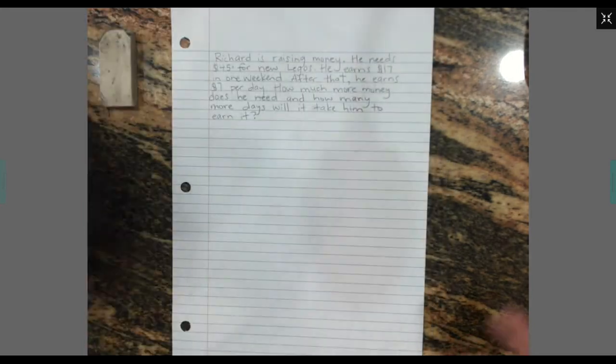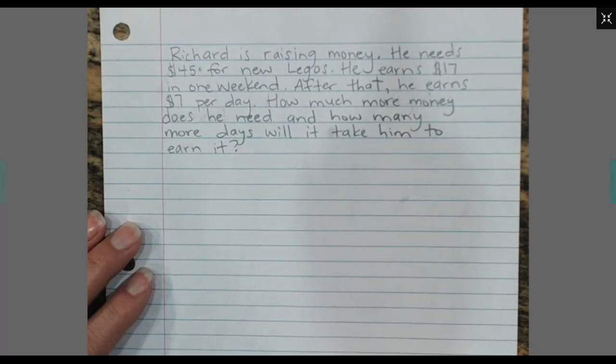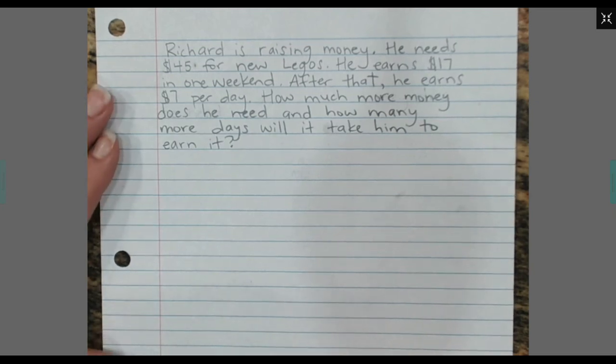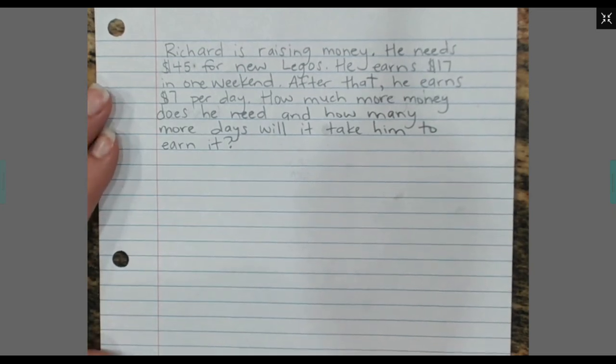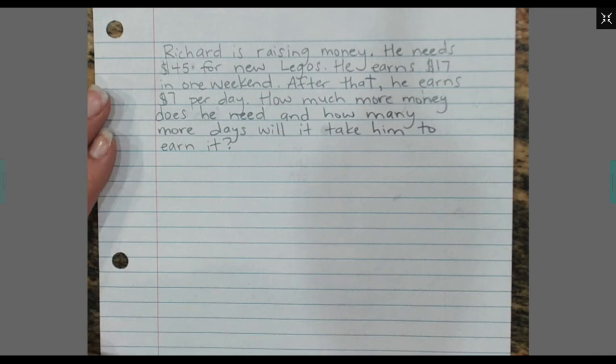So let's go ahead and do a word problem. Okay. Richard is raising money. He needs $45 for new Legos. He earns $17 in one weekend. After that, he earns $7 per day. How much more money does he need, and how many more days will it take him to earn it?